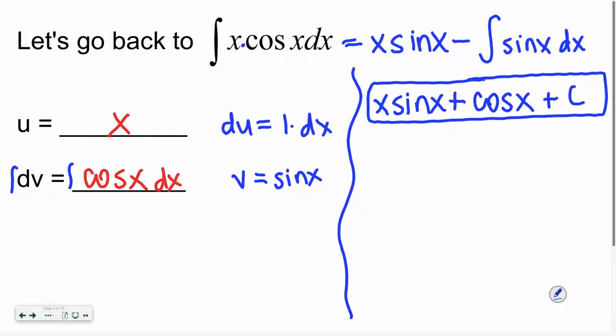Why would you ever need to know the integral of cosine of x times x? It's just janky. It's just nasty.